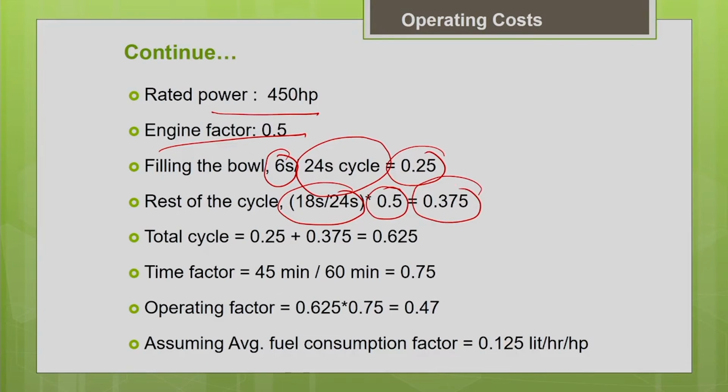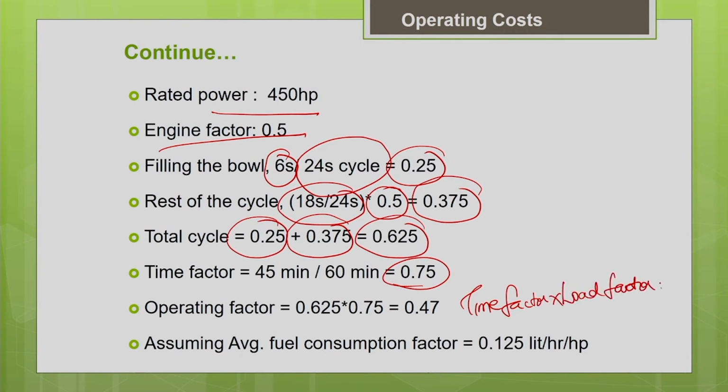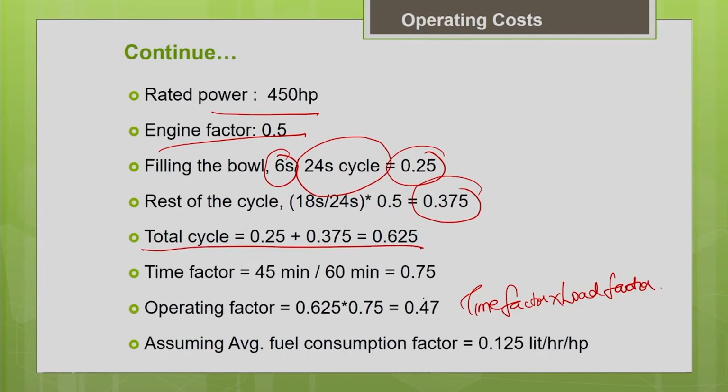Now you find the total cycle. While filling the bowl, it is 0.25. During the rest of the cycle, just for hauling the material, it is using 0.375. So the total cycle amounts to 0.625. Now the time factor: it is working for 45 minutes in 1 hour, so its working efficiency is 0.75. Now the operating factor is nothing but your time factor multiplied by load factor. This is your load factor, 0.625, and this is your time factor, 0.75. If you multiply, you will get the operating factor as 0.47.